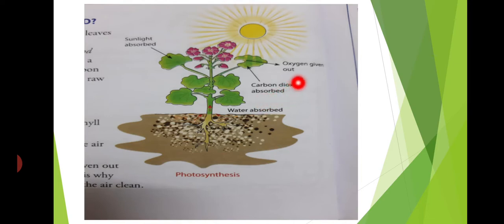And children, oxygen is being given out through the leaves, which is very important for us to breathe. And that is why we say that we should grow as many plants around us to get fresh air.